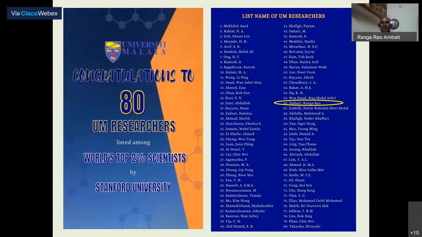So recently, I was identified and reported by Stanford University as a world top 2% scientist. This we got from the University of Malaya, because when I was working there, we published papers and they were highly cited. Maybe that may be the reason my name is there in this world top 2% scientist list by Stanford.